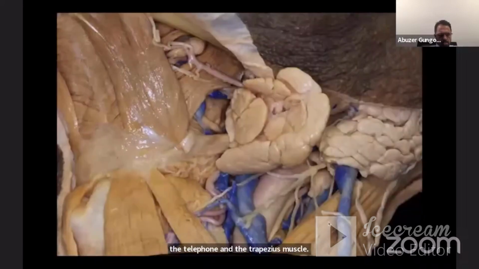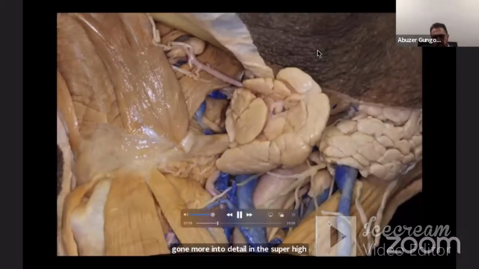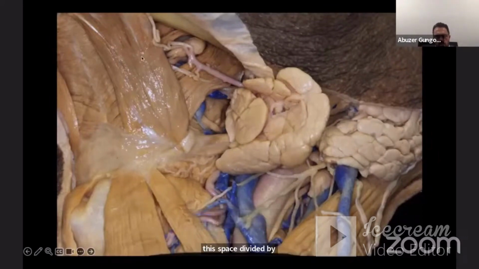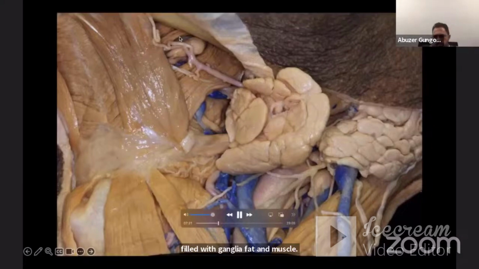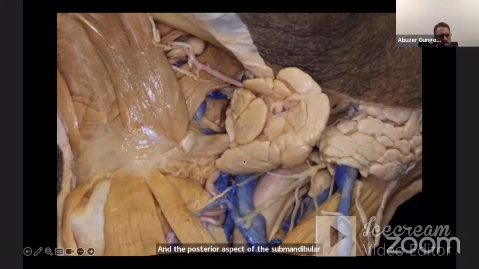Going into more detail, in the suprahyoid space, we have this space divided by the digastric muscle, anterior and posterior belly, into the submental space that is filled with ganglia, fat, and muscle, and the posterior aspect of the submandibular triangle, in which if we dissect and retract the submandibular gland, we can find the hypoglossal nerve in the vertex of this triangle.